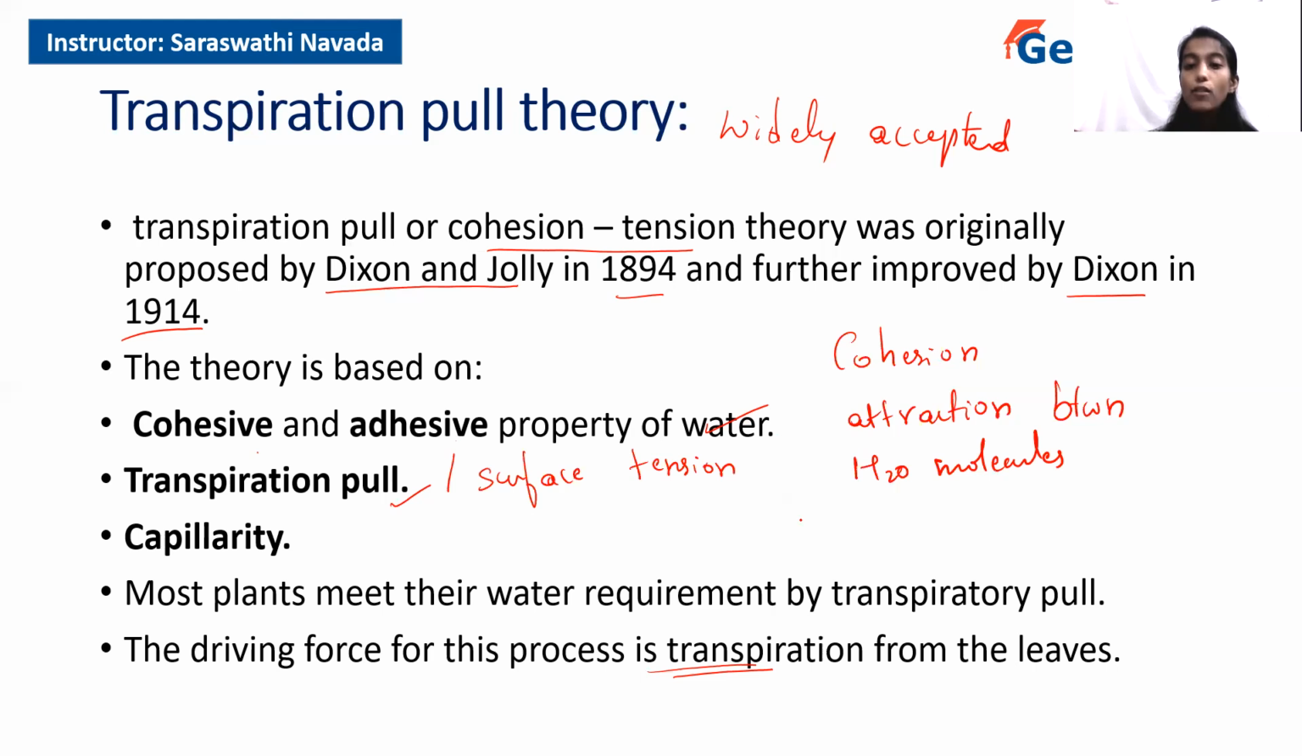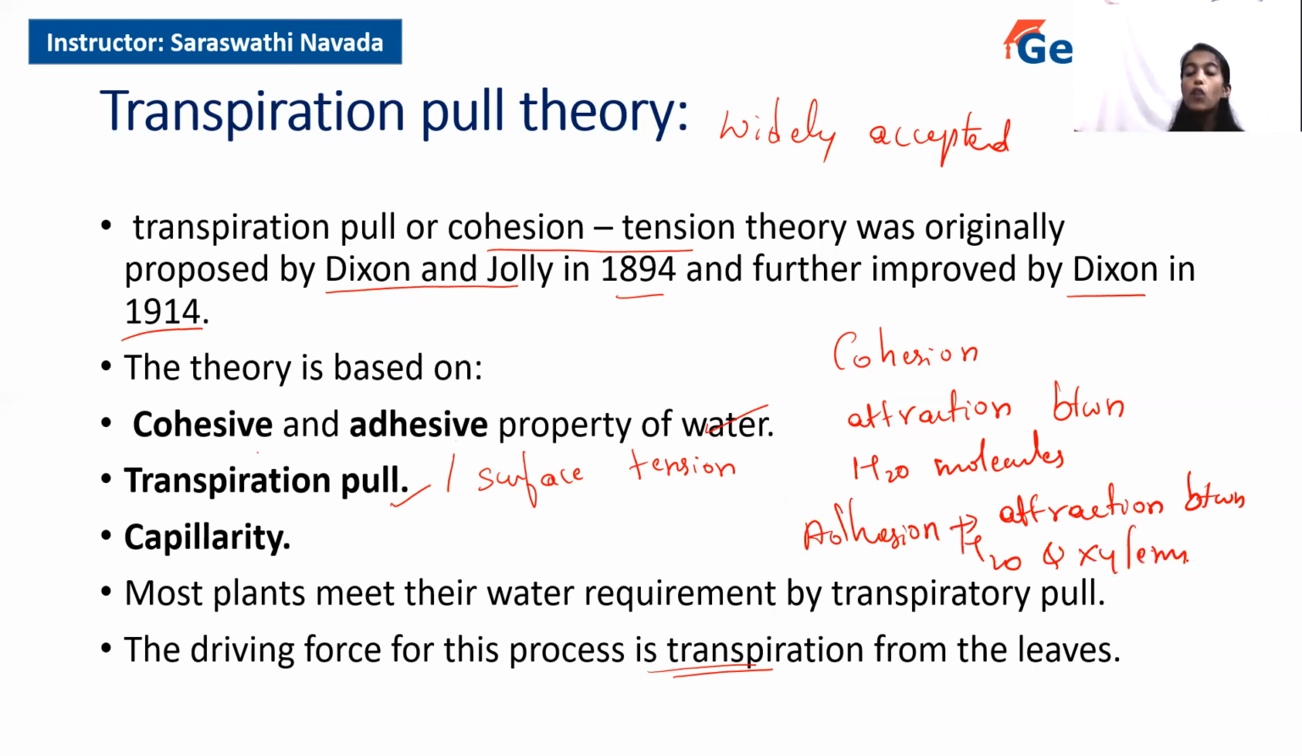And coming to the adhesion. Here the term adhesion refers to the attraction between water molecules and the xylem elements, or the attraction between water molecules and xylem vessels and tracheids. That is called adhesion. Because of this attraction, water molecules will be attached to the surface of the xylem tracheids or the xylem vessels, so that they can be transported through the xylem.